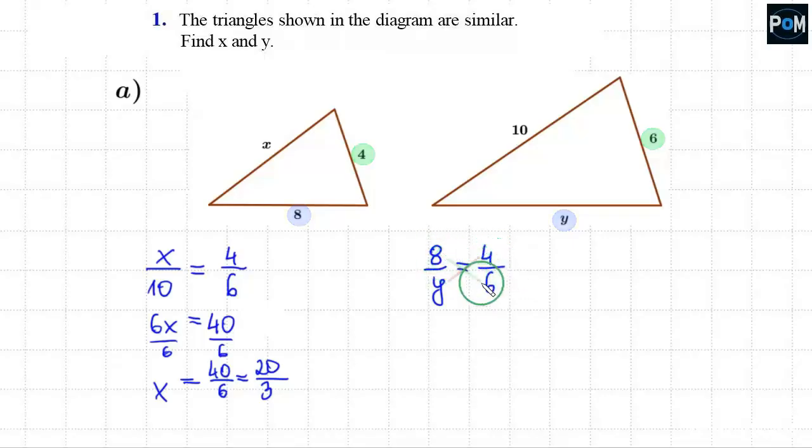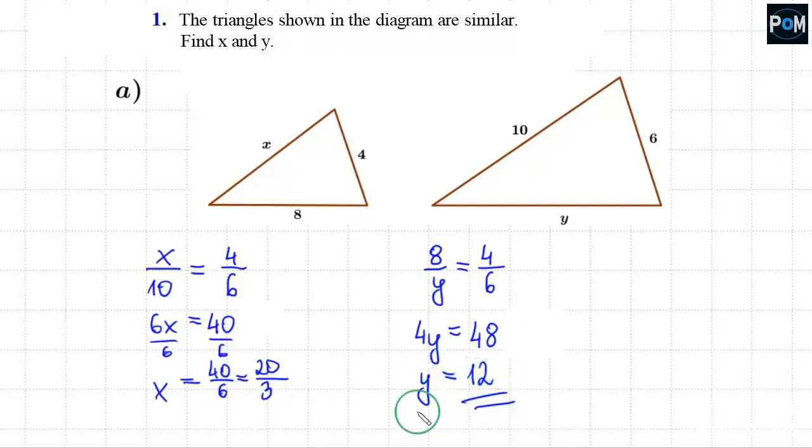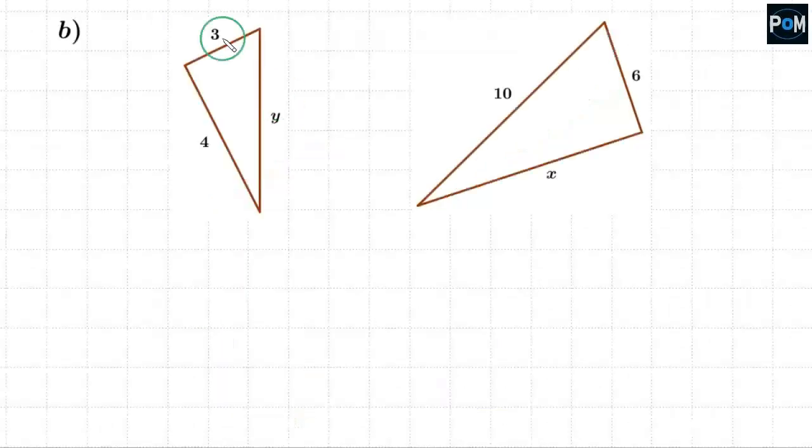And again, I have a proportion. I can cross multiply here again. First, I'll cross multiply this diagonal with Y. That will be 4 times Y, which is 4Y. And in the other direction, I multiply 8 times 6, and that is 48. I divide everything by 4 and immediately get that Y equals 12. So I've calculated Y. Earlier I calculated X. The task is done. In example B, we have this situation.